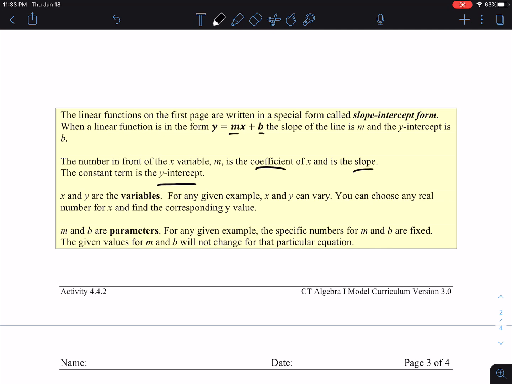So x and y can vary. We use variables as placeholders. They are representing unknown numbers for now. Okay, m and b, though, those are called parameters. And we did this in our last activity.